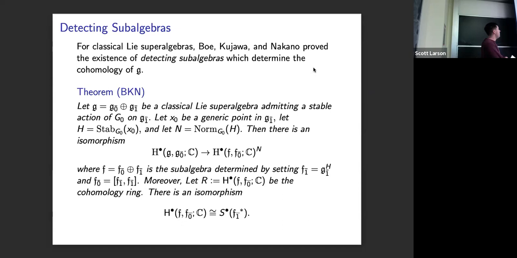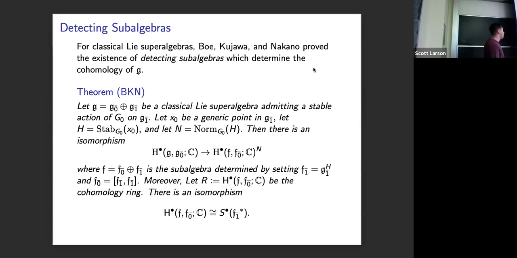But anyway, if you have a classical Lie superalgebra that admits a stable action of g0 on g1, you can take a generic point and look at the stabilizer, and then the g0 normalizer of the stabilizer, and you get an isomorphism between the cohomology rings H(G, G0) and H(F, F0), where you set F, which is a Lie sub superalgebra with an even-odd decomposition, where F1 is the H-invariant part of G1, and F0 is the bracket of F1 with itself.